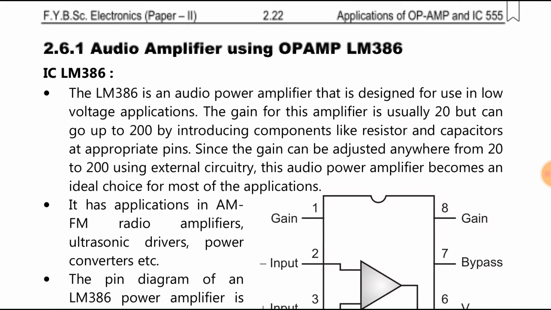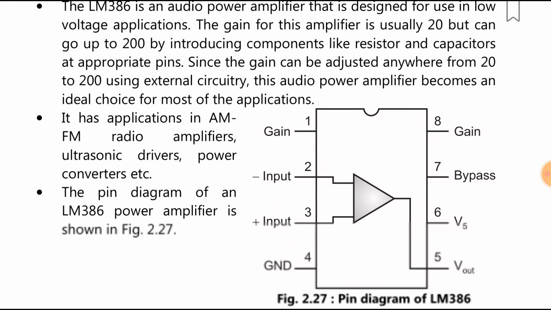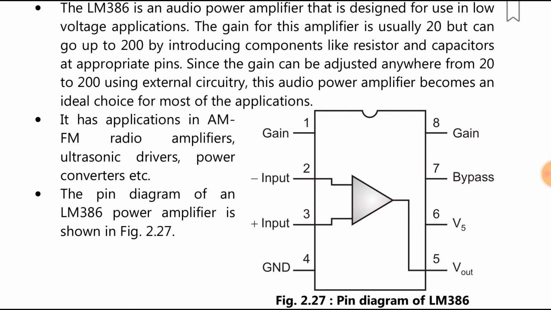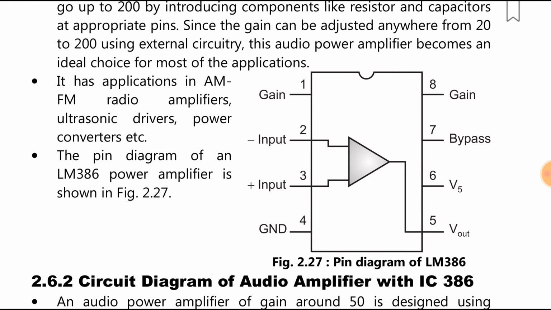Audio amplifier using op-amp LM386. Now, LM386 is an audio power amplifier that is designed for use in low voltage applications. The gain for this amplifier is usually 20 but can go up to 200 by introducing components like resistors and capacitors at appropriate pins. Since the gain can be adjusted anywhere from 20 to 200 using external circuitry, this audio power amplifier becomes the ideal choice for most applications.